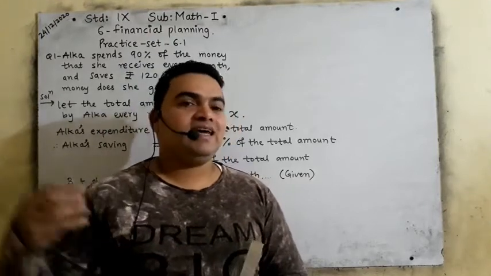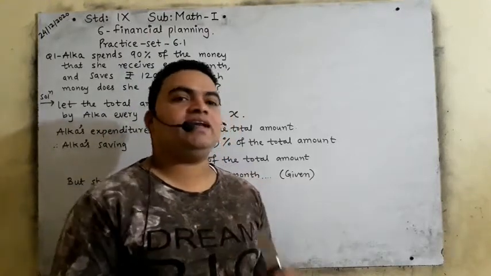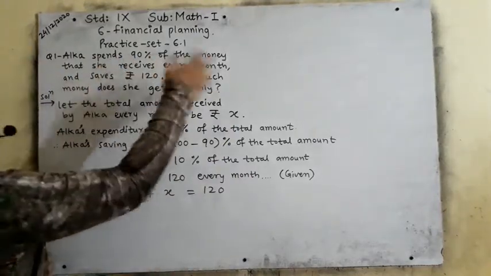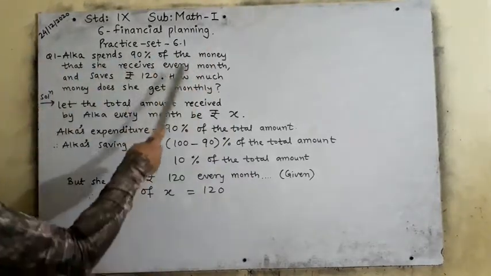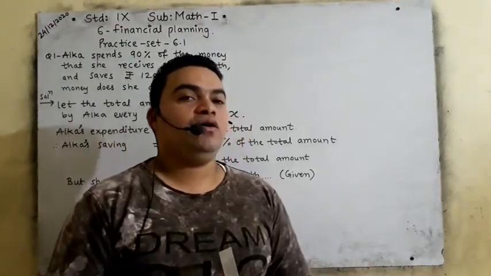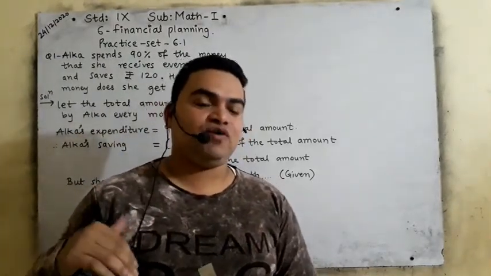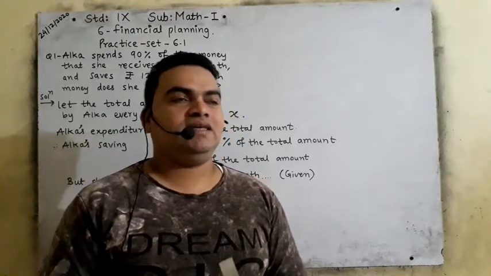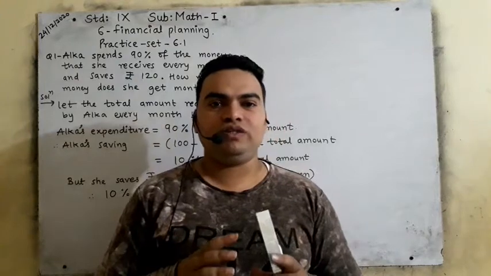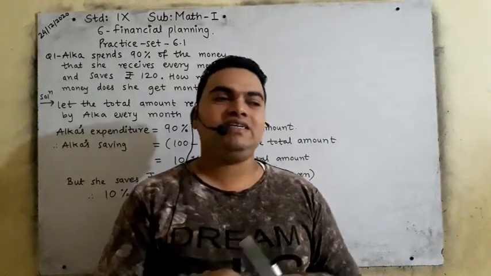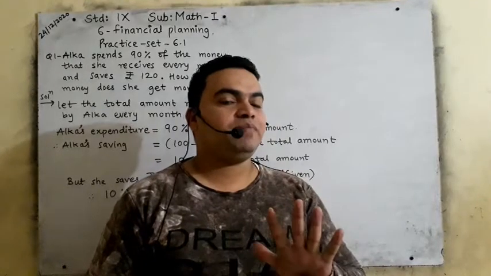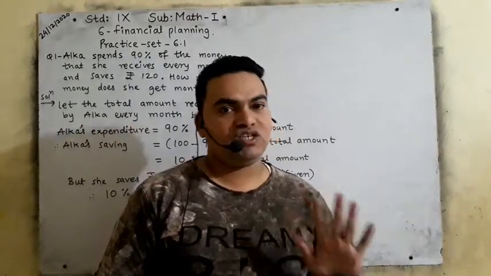Just like a husband gives his wife money to run the household. Alka spends 90% of the money that she receives every month. So Alka spends 90% of the total amount she receives from her husband. It is Alka's habit that of the amount given by her husband, she spends 90% and saves 10%.